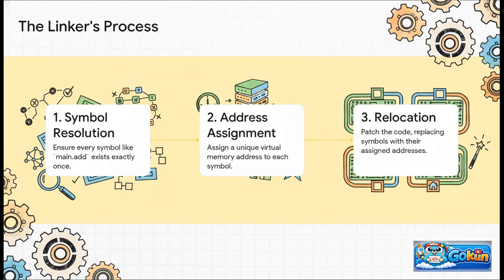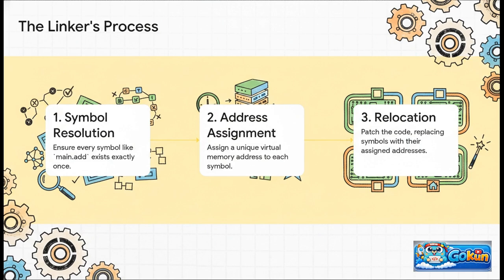First up is symbol resolution. The linker looks at all the compiled code from every package and builds a master list of all the symbols. It makes sure that every symbol that's being used actually exists, and, really importantly, that it only exists once. This is where you get those duplicate symbol errors. Second, address assignment. Now that it has the master list, the linker goes through and gives every single symbol a unique virtual address in the right section. Main.add gets an address in text, main.x gets one in BSS, and so on.